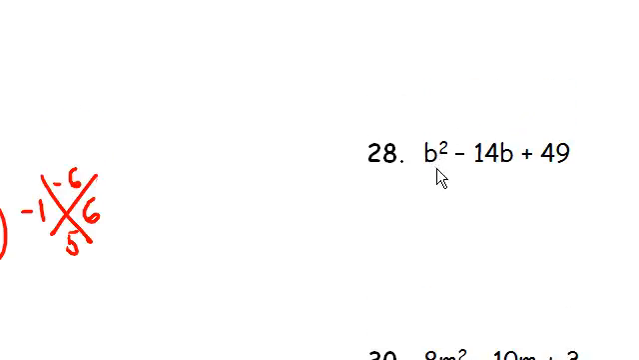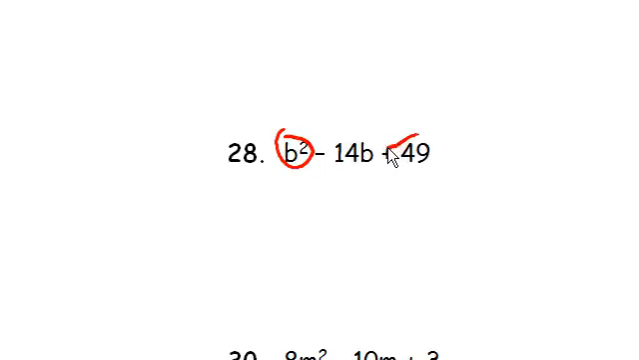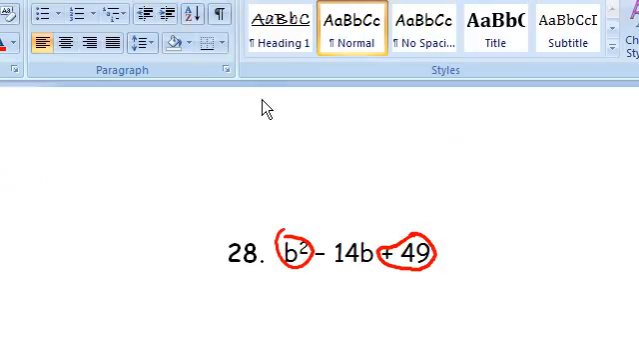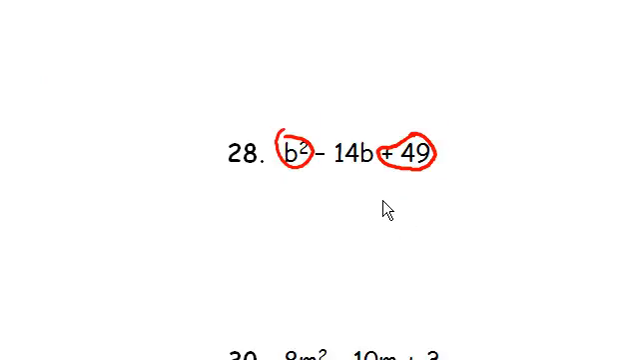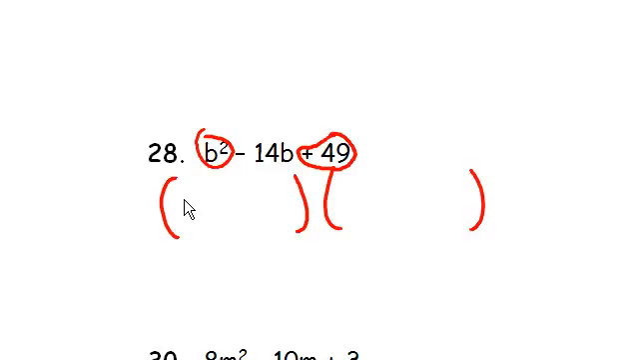Okay, we notice that this is a square. This first term's a square, and this is a square. Therefore, this is a perfect square trinomial. Let's just make sure that that's the case. So we can write our skeleton here and immediately put a b here and a b here, the square root of that first term. And then we'll take this sign and we write it right here, so that's a minus.